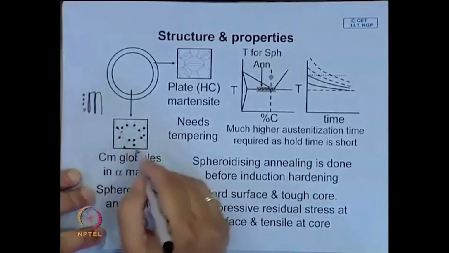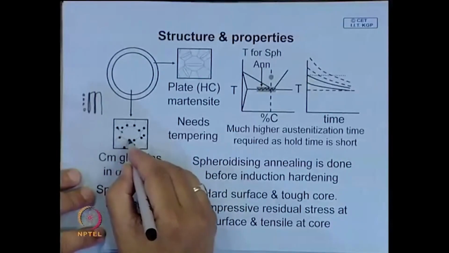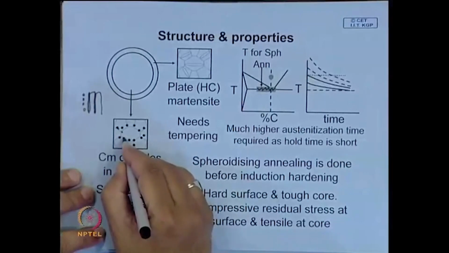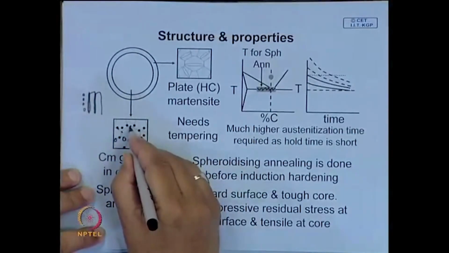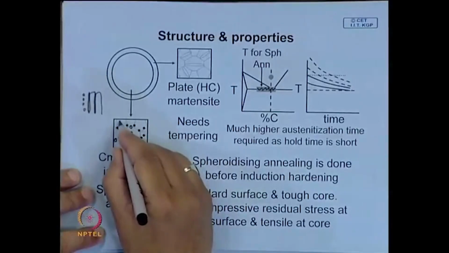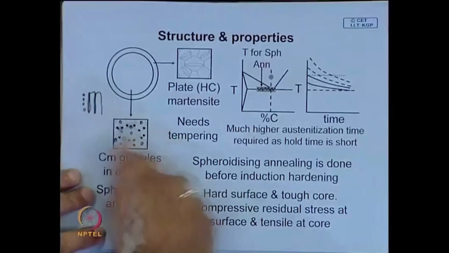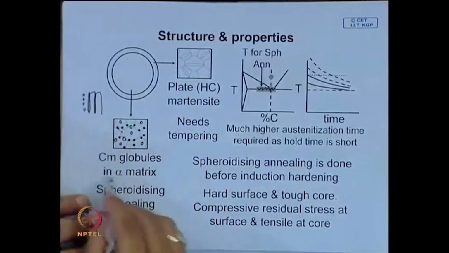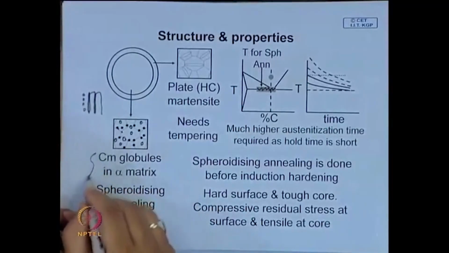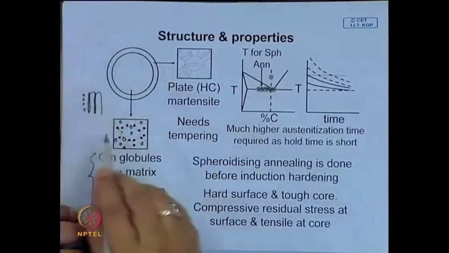In microstructure, of course, if these particles are very small, they may look dark, and with nital etch, usually they will look like this type of globules, only the boundary will be etched and there will be such globules all through, and the amount of cementite will depend on the carbon content. By this spheroidizing annealing, you get a very tough core, and it also helps in machinability, and after the full machining you give induction hardening.